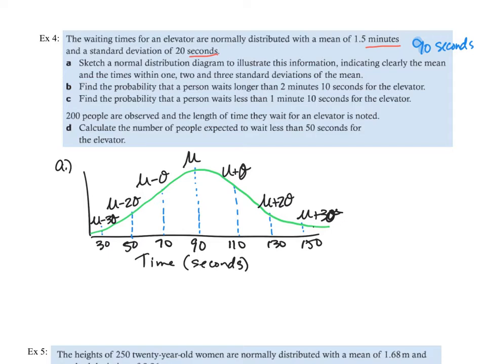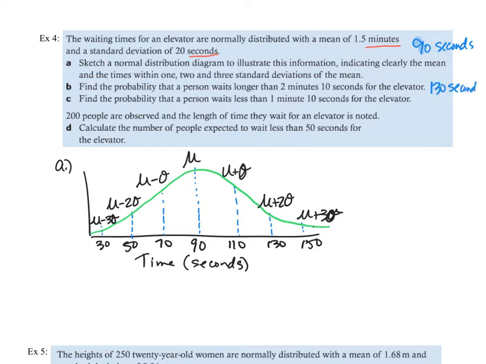So that takes care of letter A. Let's take a look at letter B. That says, find the probability that a person waits longer than 2 minutes 10 seconds for the elevator. So first of all, let's go ahead and convert that time into seconds. So 2 minutes and 10 seconds. 2 minutes is 120 seconds plus 10 more. That would be a total of 130 seconds.